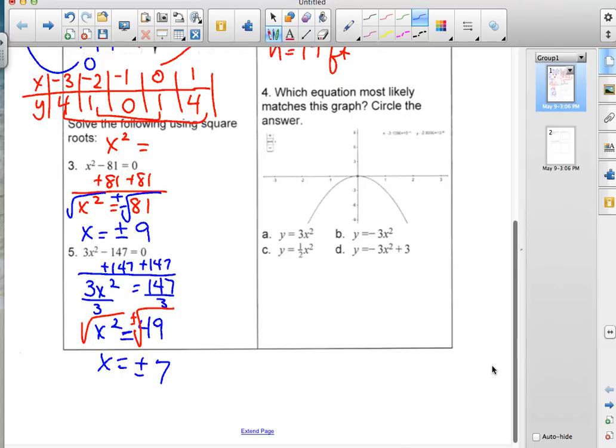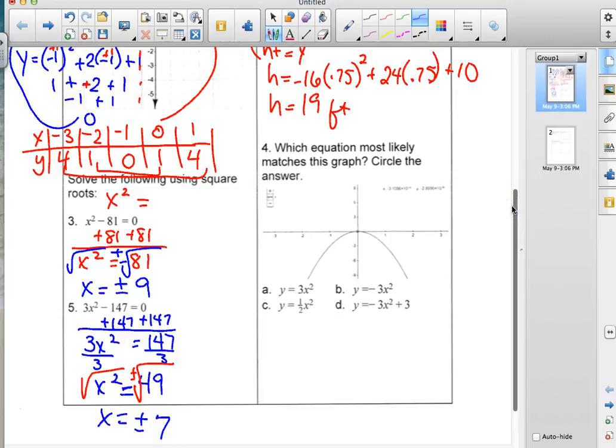All right, question 4. It says, which equation most likely matches this graph? A couple things to look at. 2 of your functions down here are positive for your a term, and 2 of them are negative. Right? And if our graph opens down like that, kind of like a frown, then we know it has to be one of these.